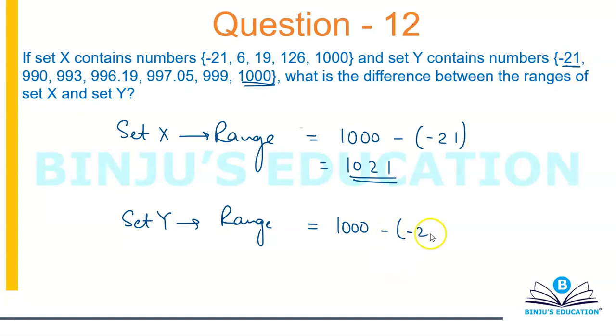This is minus of minus 21, which is again equal to 1021. So the difference between the ranges is 0. Okay? And you do get questions like these in the exam. It's not that these are only conceptual questions, you do get these questions. Recently a question of this similar type came in the GRE exam.